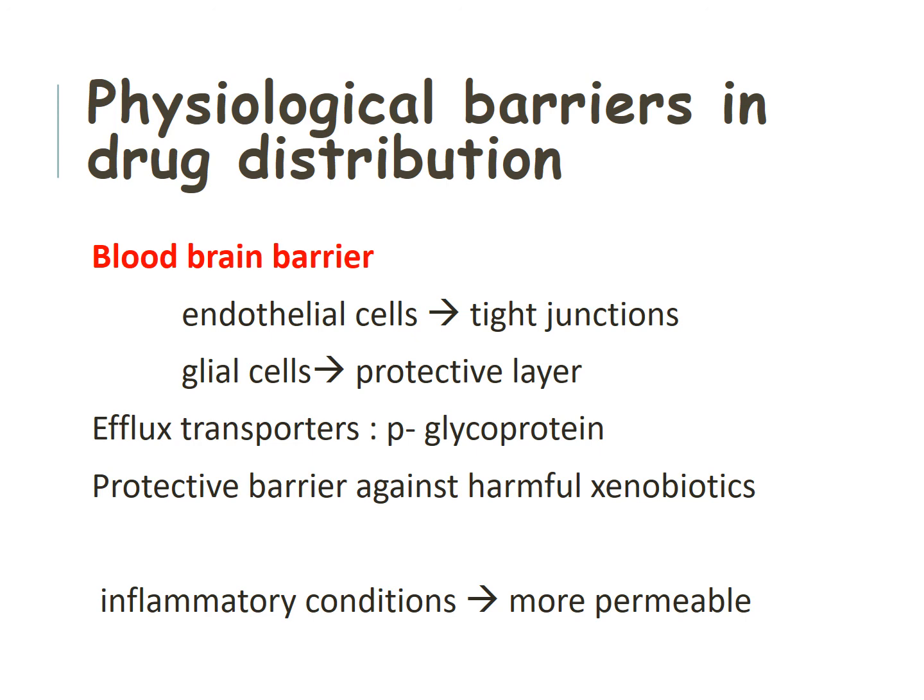And also it has some efflux transporters, P glycoprotein. It is a type of transporter in the blood-brain barrier. It is a protective barrier against harmful xenobiotics. Xenobiotics means any externally given substance. The P glycoprotein will expel or efflux the harmful substance from the brain to the outside. So it does not allow a harmful substance to enter the brain. So this is a physiological barrier. But in inflammatory conditions, the blood-brain barrier will be more permeable.